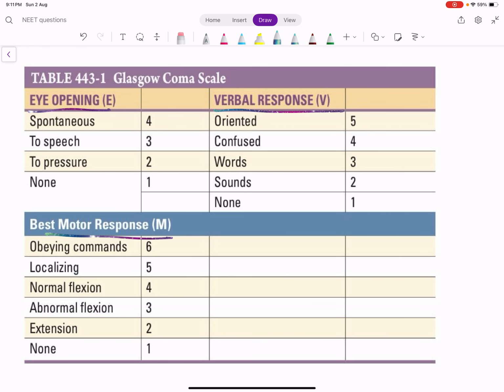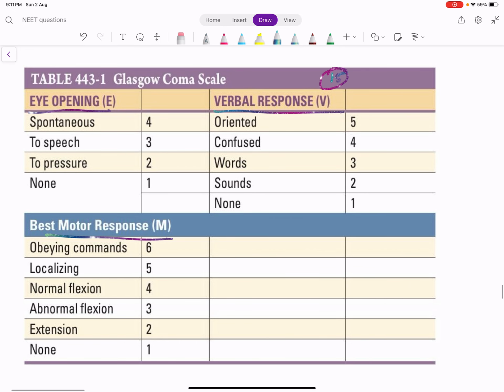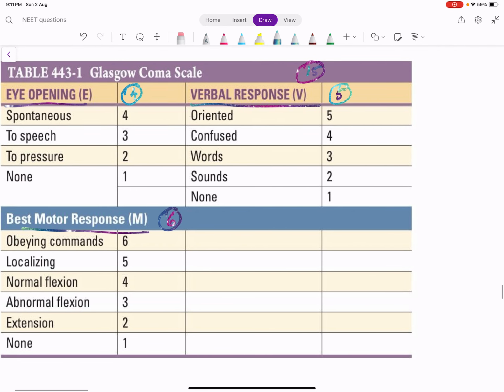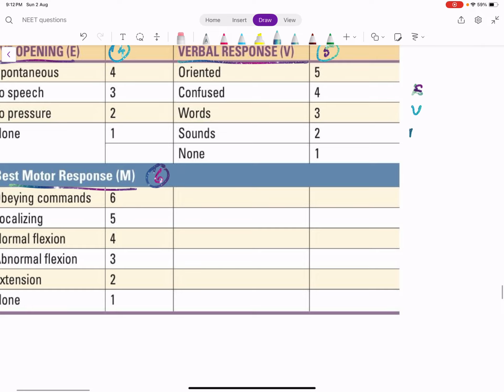Total score is 15. The score is split as eye opening has a maximum score of 4, verbal response has a score of 5, and motor response has a score of 6. So it is remembered as E4 V5 M6.